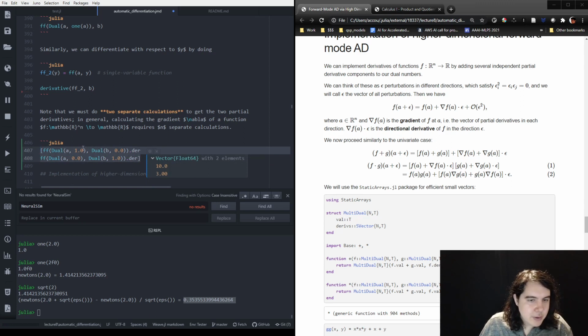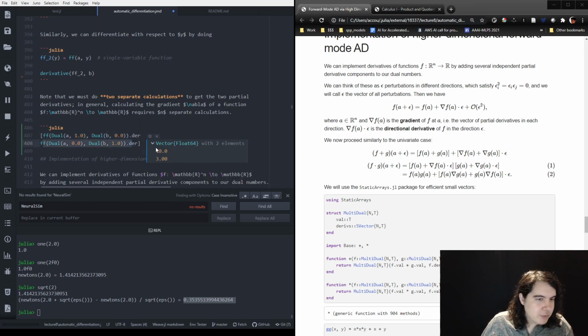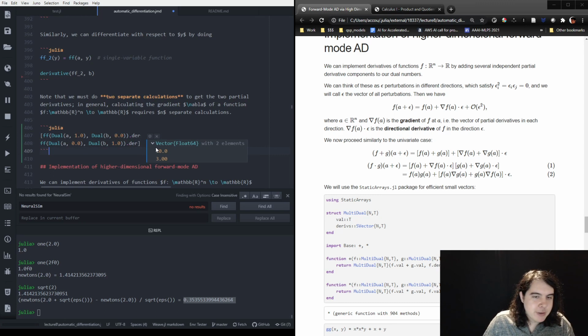Right. Because this first one is the derivative with respect to the first input, this one's the derivative with respect to the second input. So now, could we do both calculations at the same time, right? Well, we're allowed to define our own arithmetic, so let's just do it, right? So what we can do here is say, I can do a dual number with more dual numbers, right?